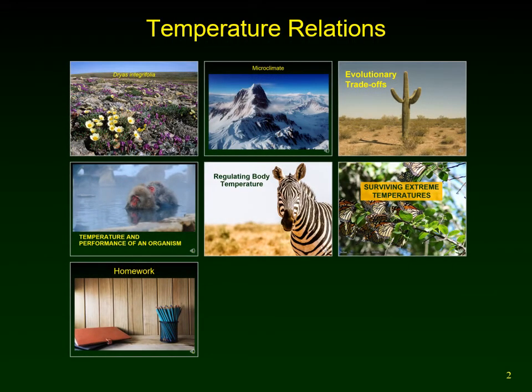So the topics we're going to be talking about, we're going to give a little introduction with an example of an Arctic tundra plant, the dryas plant. Then we're going to talk about the impact of microclimate, which is extremely important in your temperature regulation. We'll talk about evolutionary trade-offs, then look at how temperature affects the performance of an organism, look at how temperature can be regulated within the body, and then how organisms have adapted to survive extreme temperatures.